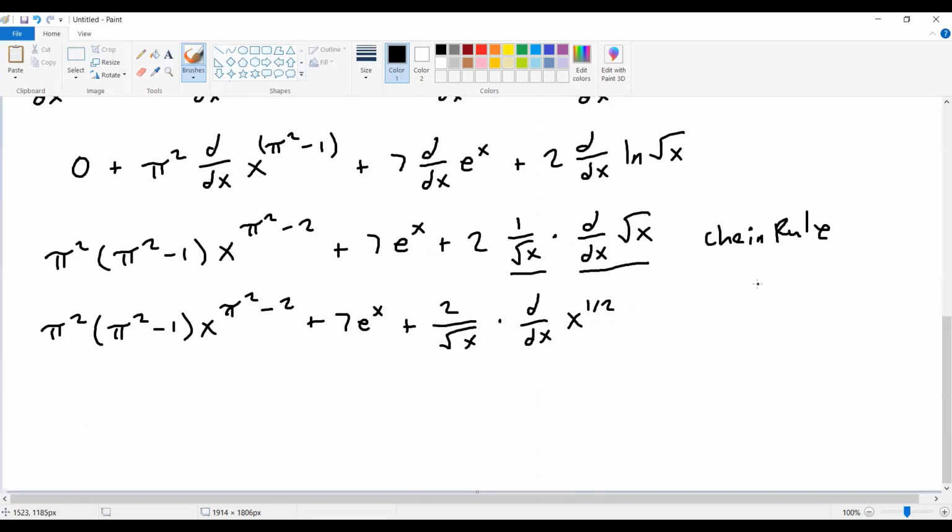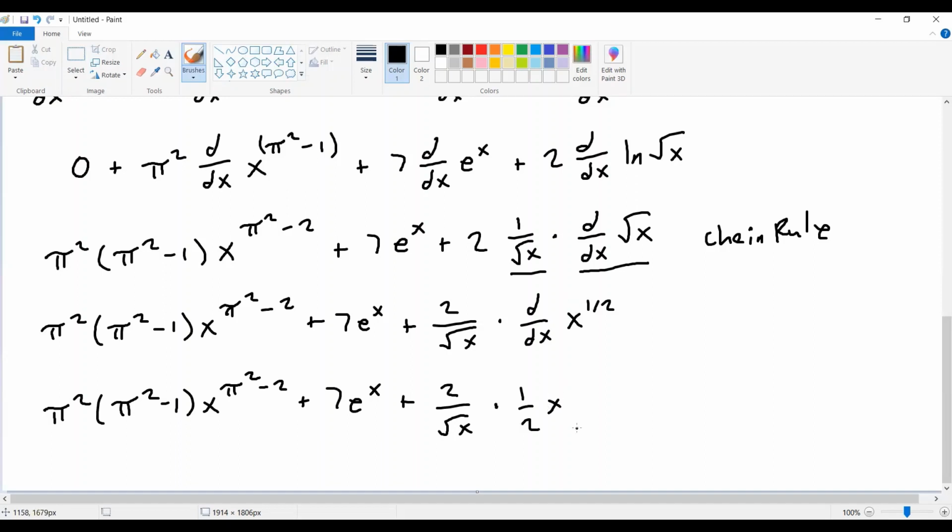Let's see, I guess I'll write it one more time here. So pi squared minus 1, x to the pi squared minus 2, 7e to the x plus 2 over the square root of x. So when we take the power rule, the exponent is 1/2, so I'm going to bring it down. I bring down the 1/2 out of the power and out front of the x. Now I need to decrease the power by 1. So 1/2, I'm going to subtract 1 from that, and 1/2 minus 1 is negative 1/2.